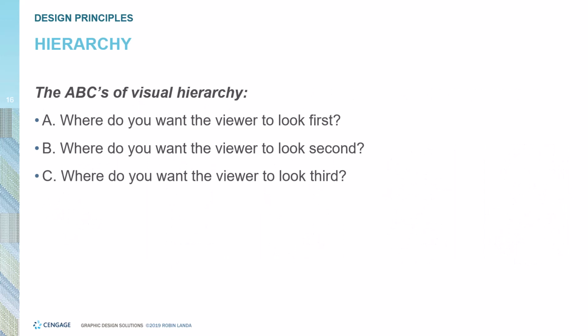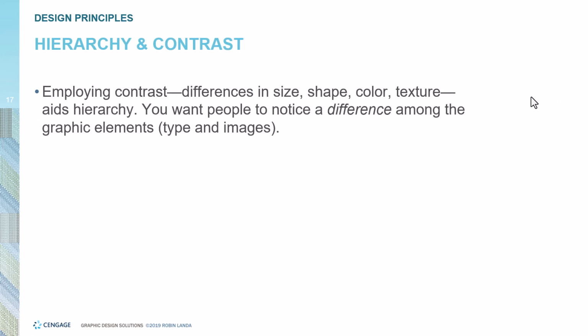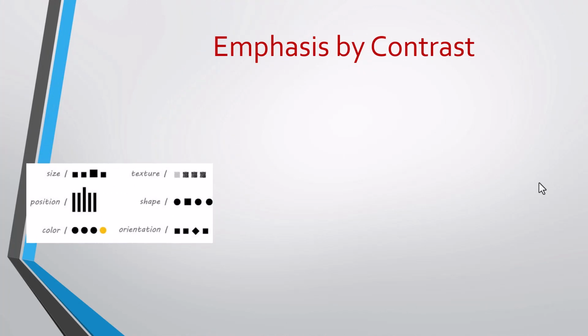The basics of hierarchy are: where do you want the viewer to look first? Where do you want the viewer to look second? And where do you want the viewer to look third? You use contrast, changing the size, the shape, the color, the texture. This helps the hierarchy to be established. You want people to look at something that's different, different type, different image. It draws attention.